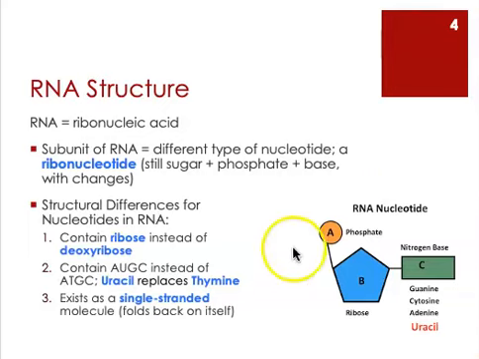Over here on the right-hand side, you can see a drawing of the nucleotide that is found in RNA. This represents the sugar, again, ribose. This represents the phosphate group, and this represents the nitrogenous base, or the nitrogen-containing base. This base might be a guanine, or a cytosine, or an adenine, or a uracil.